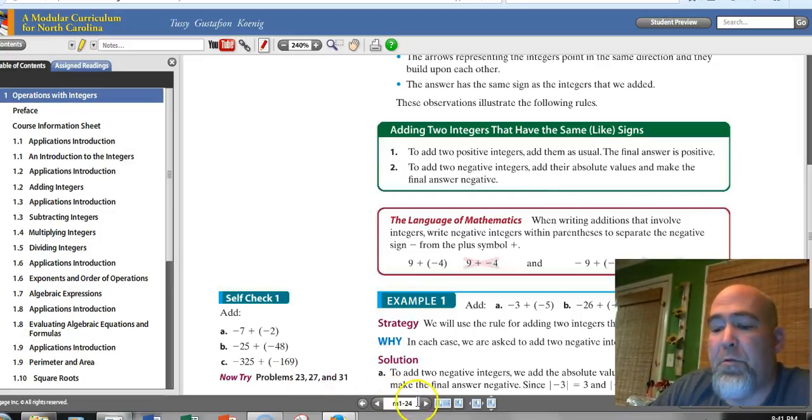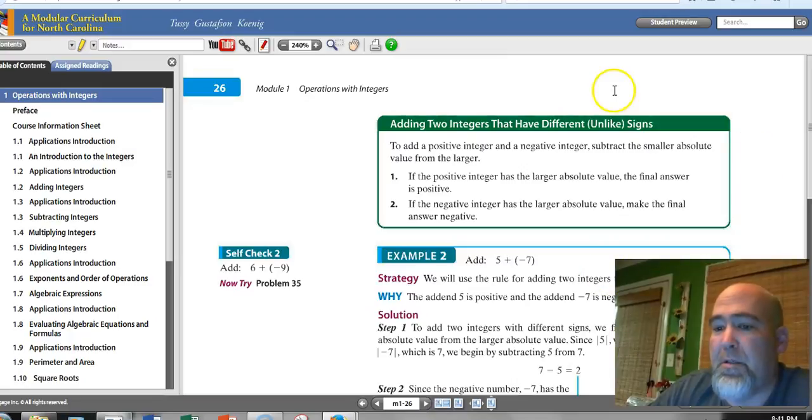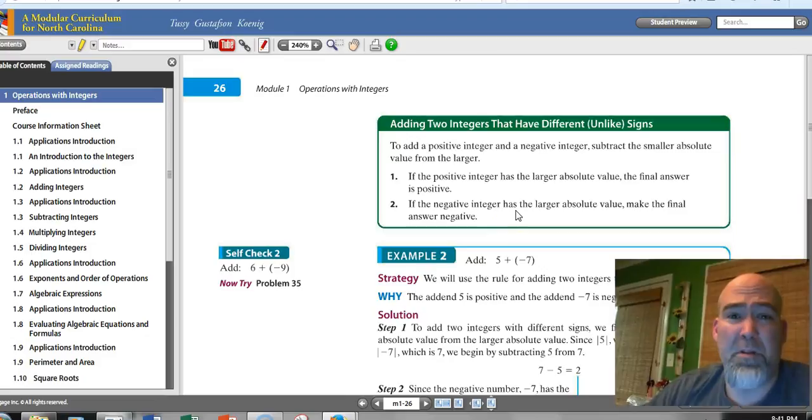They also have the rules for when you're adding integers and the signs are different. And so here on page 26 they have we're actually going to subtract the numbers. So if there's an addition sign in the center and we have one positive number and one negative number, then we are looking at subtracting the numbers and taking the sign of the larger value. The larger absolute value is what they'll say here.